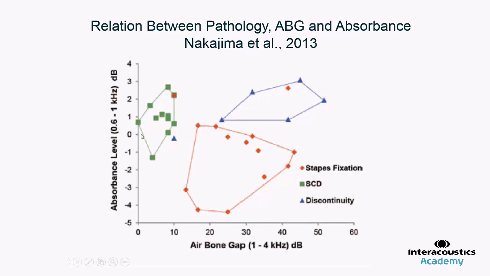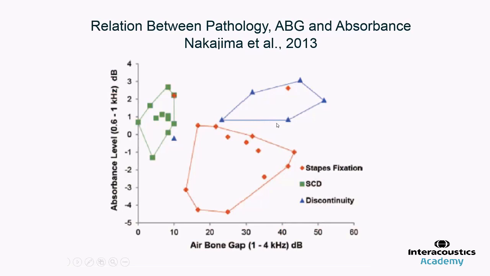And so compared to the baseline absorbance, you can see that ears with superior canal dehiscence generally have an increase in absorbance, similar to the increase that we see with ears that have discontinuity in blue. The difference being that the superior canal dehiscence doesn't cause a significant shift in the air-bone gap, whereas an ossicular discontinuity shows a huge change in the air-bone gap.